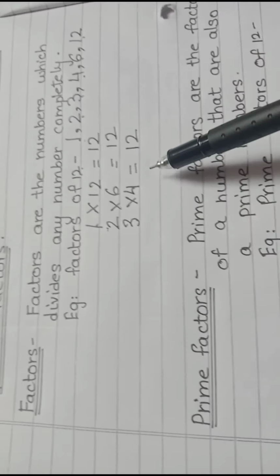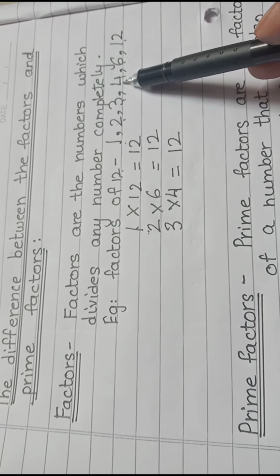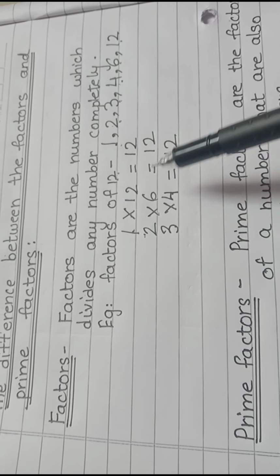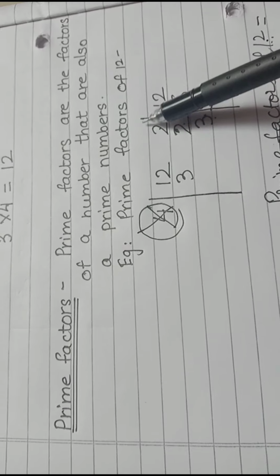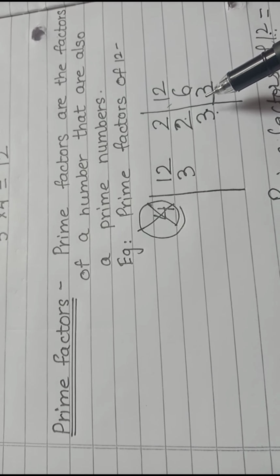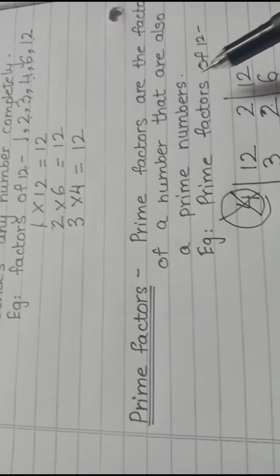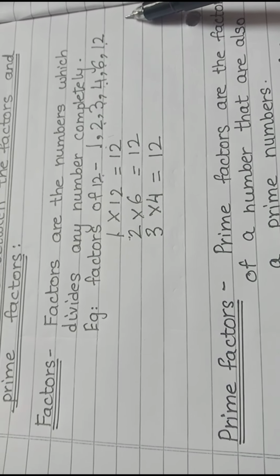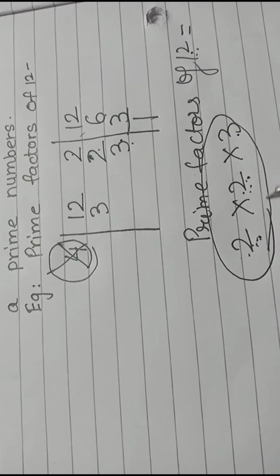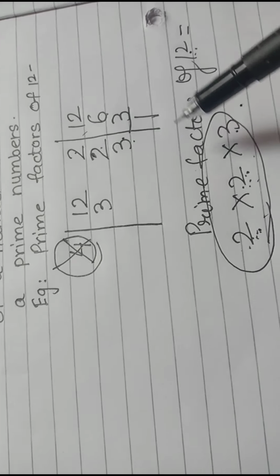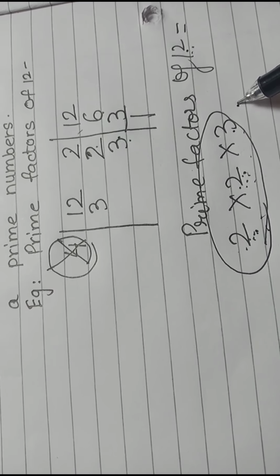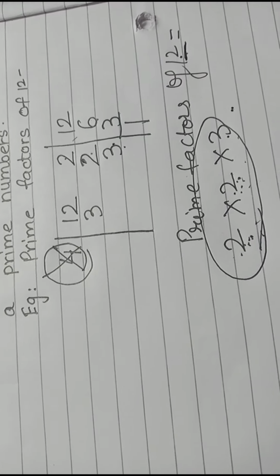So remember, factors are the numbers which divide completely. They can be prime, composite, any. But prime factors are the numbers which are only prime numbers. We cannot have composite numbers. We cannot repeat factors here, but we can repeat prime factors here. Okay. And the product of prime factors is always equal to the number.